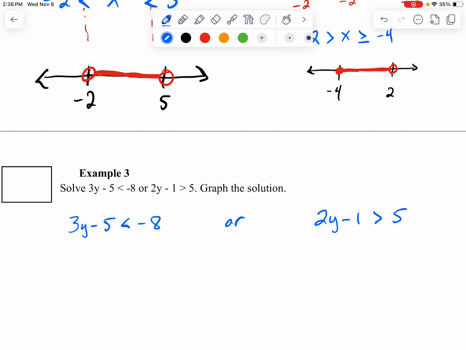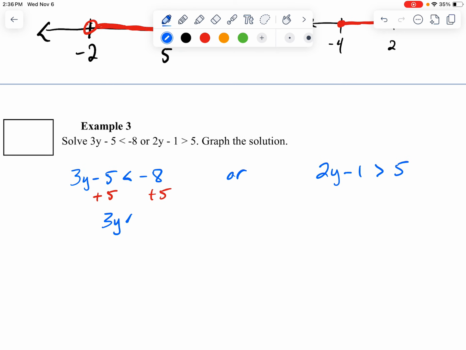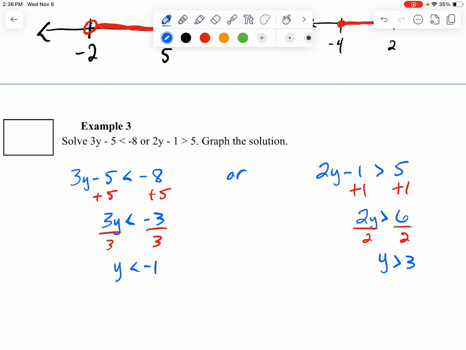So let's solve the inequality on the left first. Trying to get y by itself, I'm going to add 5 to both sides. You end up with 3y is less than -3. And then our final step is to divide both sides by 3. And you get y is less than -1. Or we've got the other one. Get y by itself over here. I'm going to add 1 to both sides. 2y is greater than 6. Divide by 2, and you get y is greater than 3.